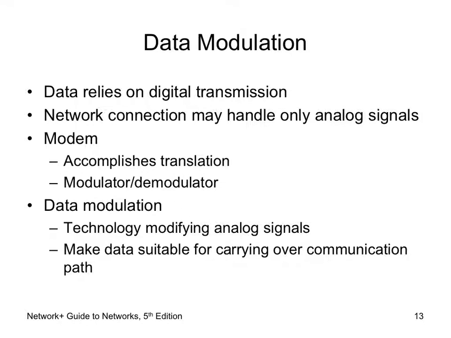Data modularization. What this is all about is data relies on data transmission or digital transmission. We already found out that digital transmission is comprised of zeros and ones, on or off, that's it. The network connection may handle only analog signals. So because of that, you'll need modularization to where it can convert analog to digital. An example would be AT&T dial-up DSL.